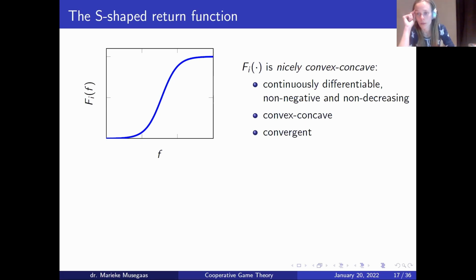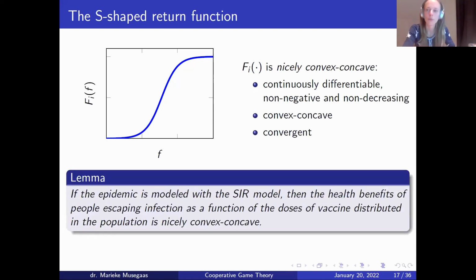Okay, now you're wondering, but it all depends on how you model your situation. So is it actually the right way of modeling it? Well, here is a very long mathematical lemma. And it says that if your epidemic is modeled with the SIR model, okay, Noor, can you pose the fourth question? What does SIR stand for? I think most of you have heard about it.